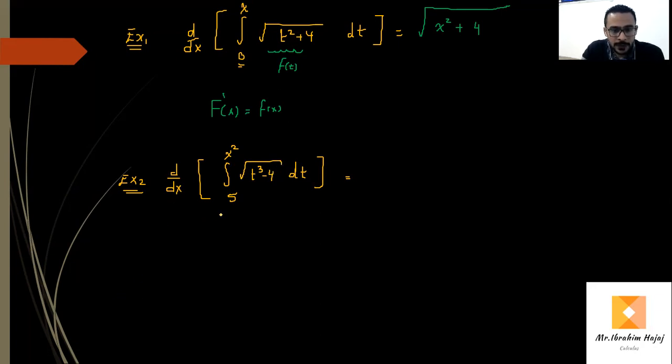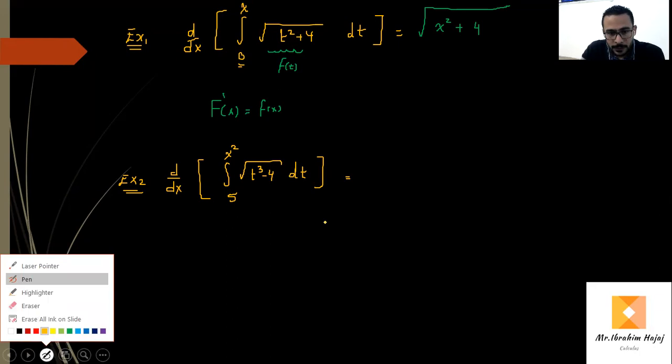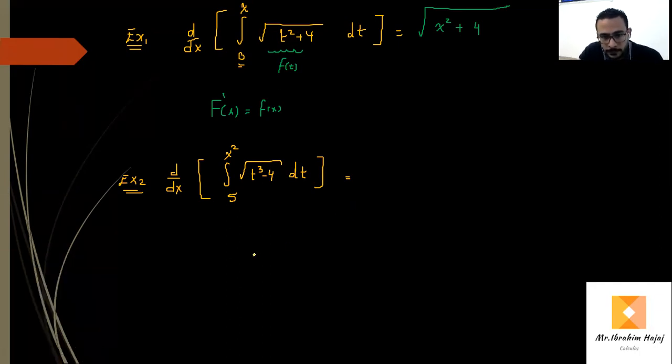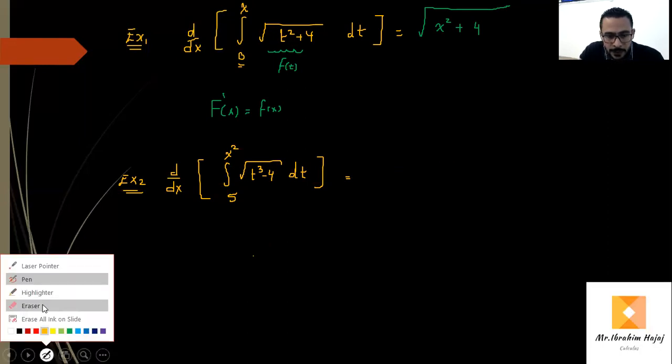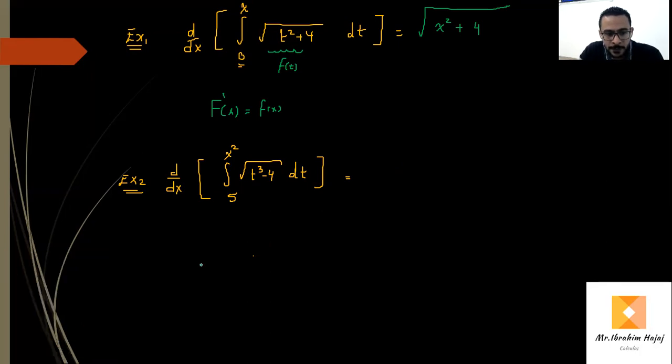d over dx of the antiderivative from 5 to x squared, we replace t by x squared and put 5 at the bottom. We will simply replace it by x squared, and the new thing here, guys, pay attention all of you, please, is that you have to multiply by 2x, like the chain rule. This is in a simple way.